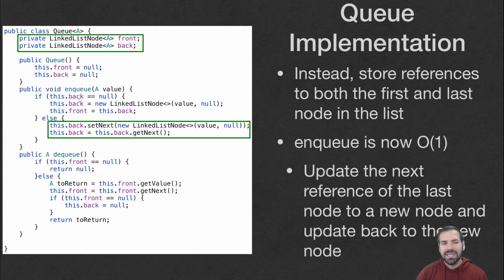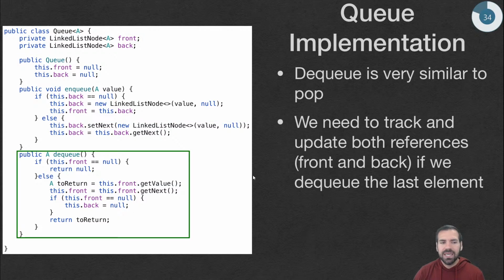If the queue is not empty, then we already have a reference to the last node in the list. We're going to create a new node and add that to the end of the list. So its new next is a new node that we're creating with the value that we're in-queuing and a next of null, and update that reference to back to be the new node that we just created.